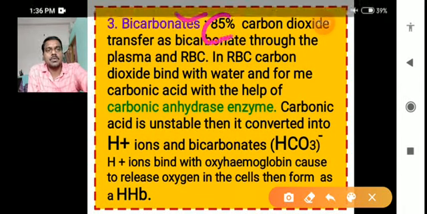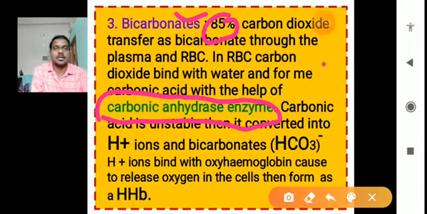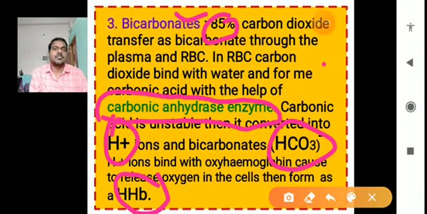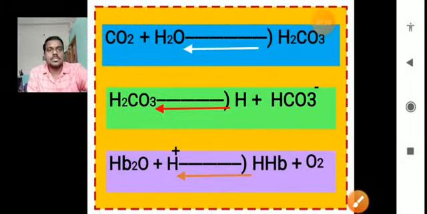85% of the carbon dioxide is converted into bicarbonates, meaning sodium bicarbonate or potassium bicarbonate. We discussed this in the chloride shift. So the major enzyme is carbonic anhydrase. This is very important, and H plus ions are also very important, and bicarbonate is also very important, and HHb is also very important in the formation of bicarbonates during carbon dioxide transport. These equations are very important.